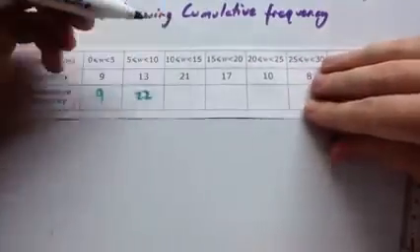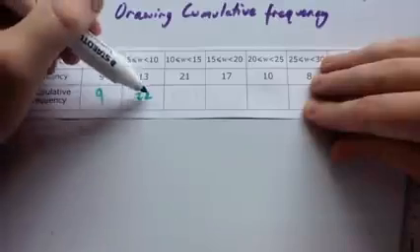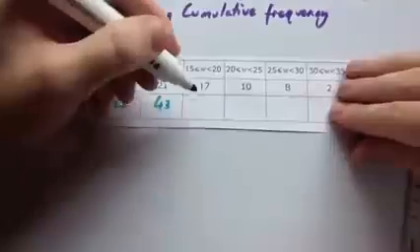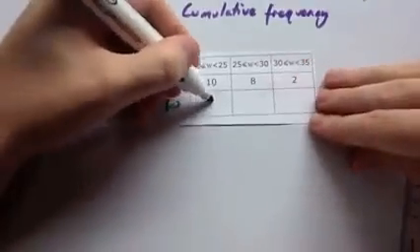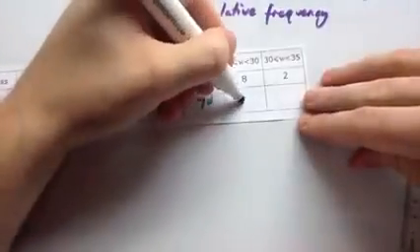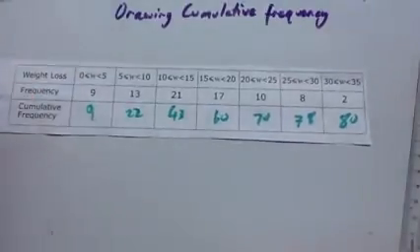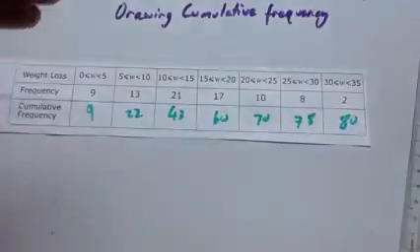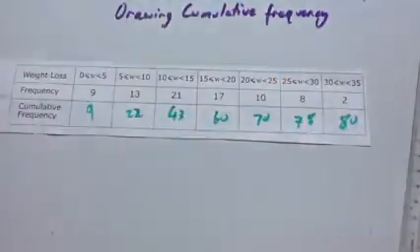Up until the end of this category, so from 0 to 15, you would do 9 plus 13, which is 22, plus 21, which is 43. And you just keep on adding. So then that would be 60, that would be 70, that would be 78, and then that would be 80. Check in the question that the number of people is the end cumulative frequency. So if there's 80 people doing this weight loss program, then 80 should be the last cumulative frequency.